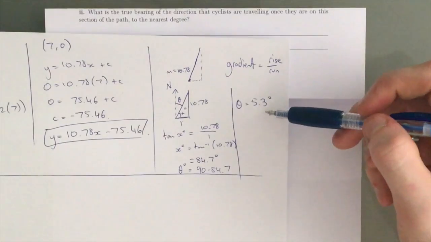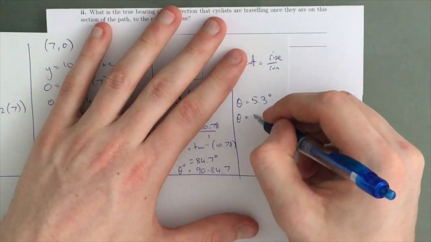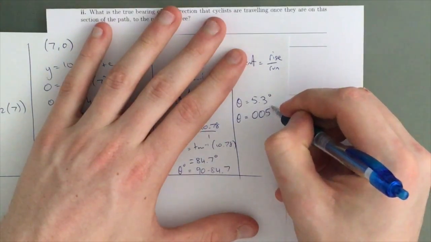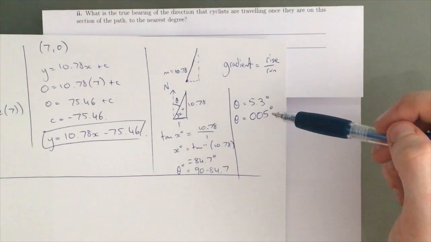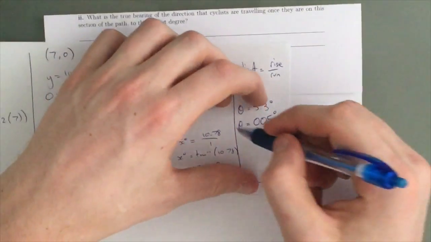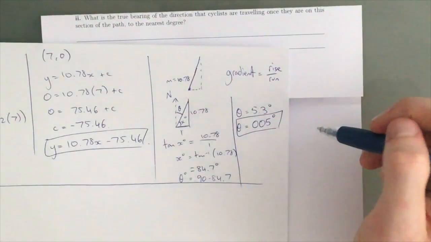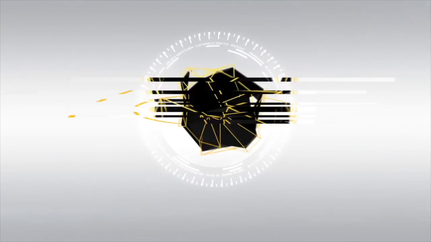However, this is not how you write a true bearing. A true bearing is written as three digits, 005 degrees, because it's out of 360 for a full revolution, and it's in degrees, so we need to put the degree symbol in. So this is our final answer. Theta equals 005 degrees.